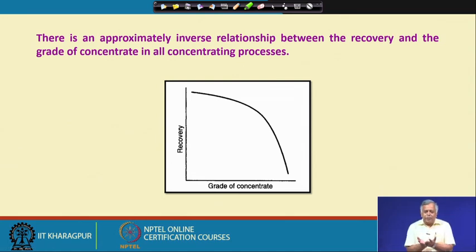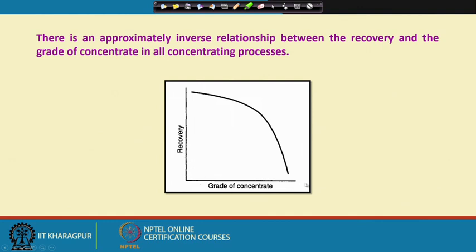Because when I want to upgrade the quality, it is the relative percentage. So, you are throwing out your gangue materials, and because of the liberation behavior, because not all the particles are in freely liberated states, you will be losing some of your wanted materials along with your gangue materials. So, that means your recovery will be lower.